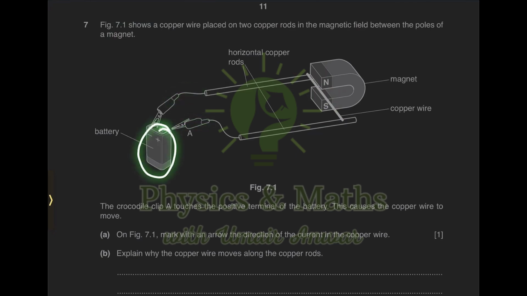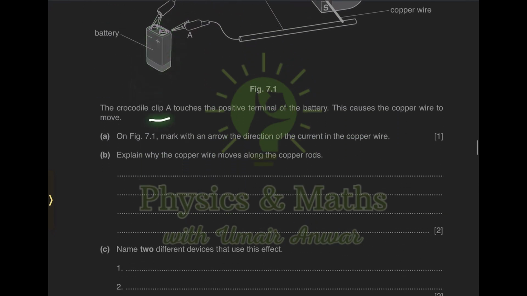Now we can see that the copper rods are connected to crocodile clips, and those crocodile clips could be further connected to a battery. The crocodile clip A touches the positive terminal of the battery. This causes the copper wire to move. On figure 7.1, mark with an arrow the direction of the current in the copper wire.